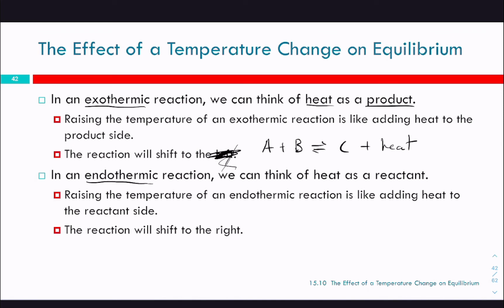I'll erase this. Somebody new. Left. Yeah, it just shifts to the left. So we're adding a product, reaction shifts to the left. For an endothermic reaction, we think of heat as one of the reactants, meaning it's on the left side. And so if we heat up this whole reaction, we're adding to the reactants, which will push us to the right and give us more products.